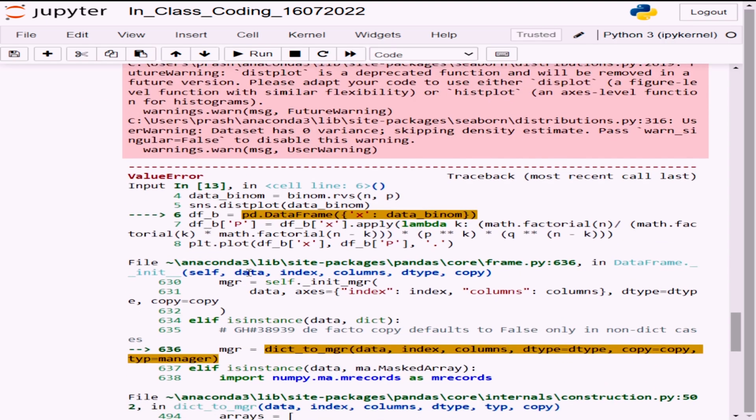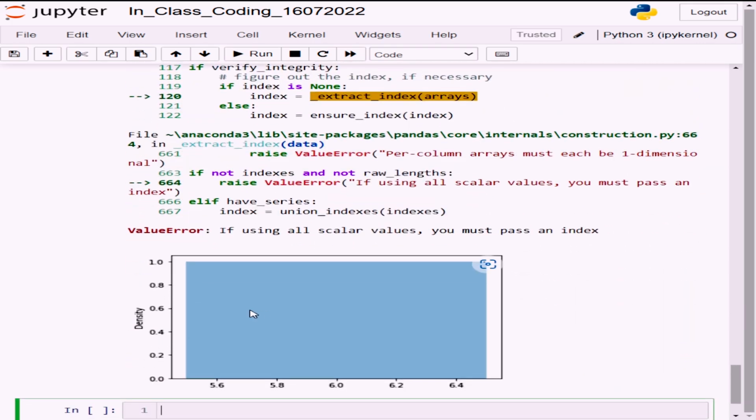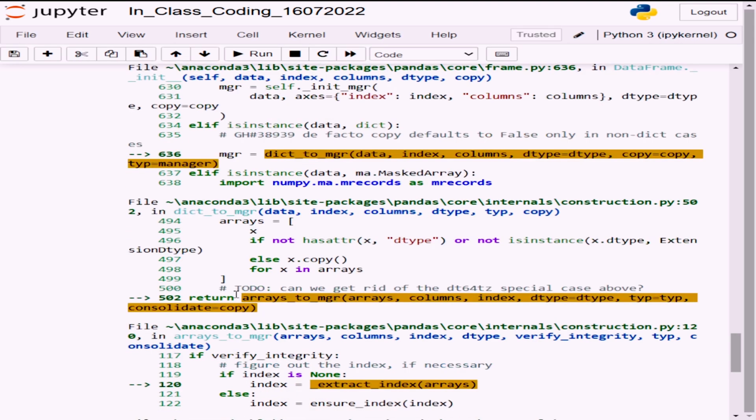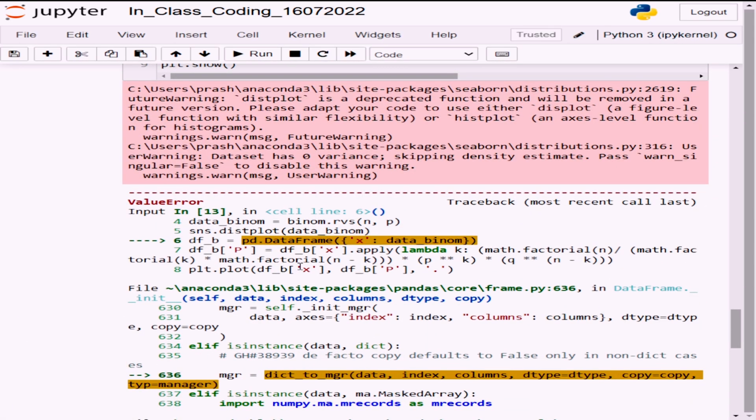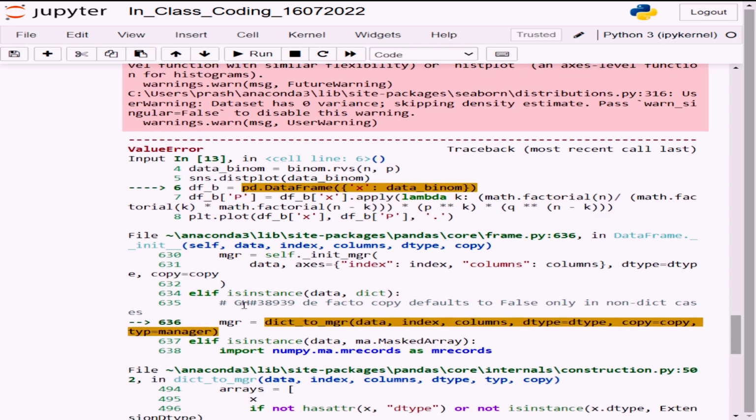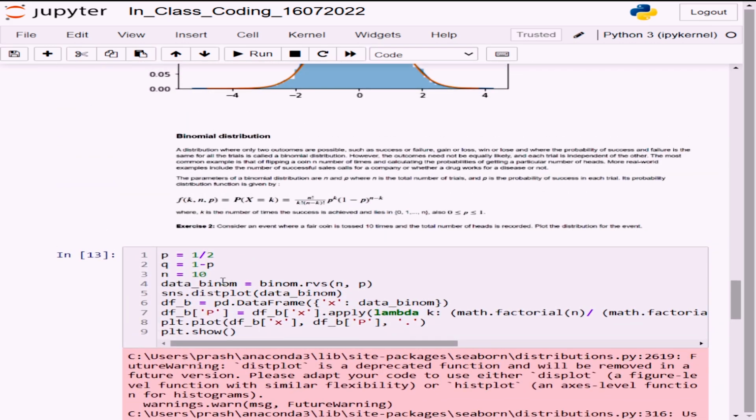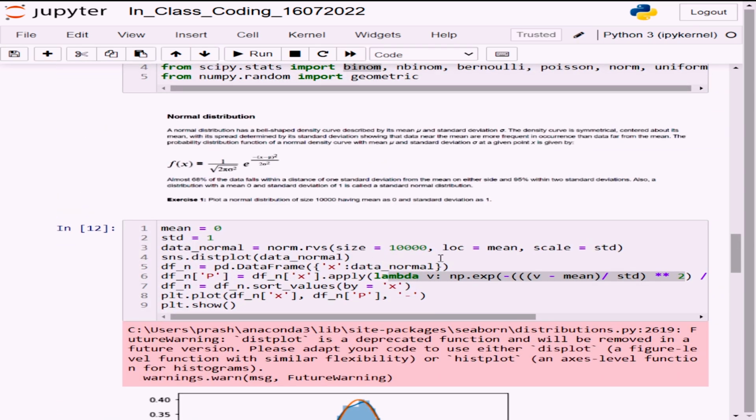Okay, let's see. Oh, there is an error. Fine, let me check that. In which line? Line number 4. pd.DataFrame by... Let me check. Data by norm. Did I close the brackets? Yes. df_b equal to pd.DataFrame, open bracket, this data by norm. No problem with the data by norm, right? There should not be a problem because that worked here as well.